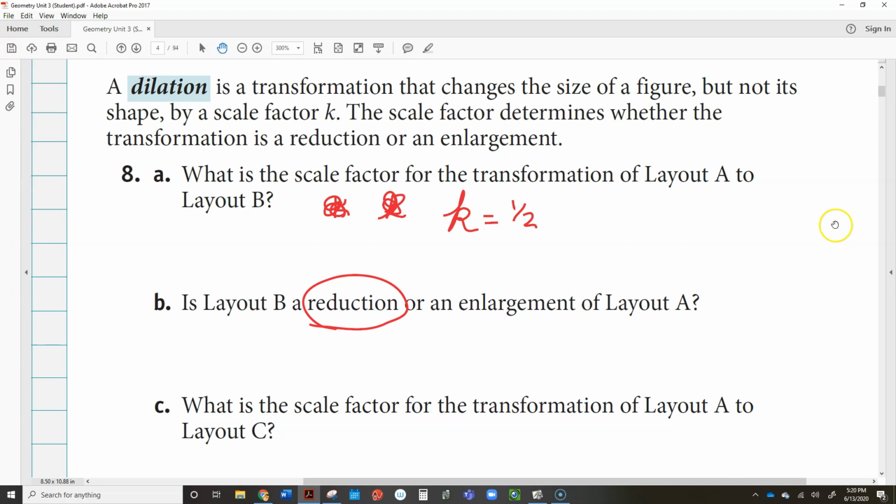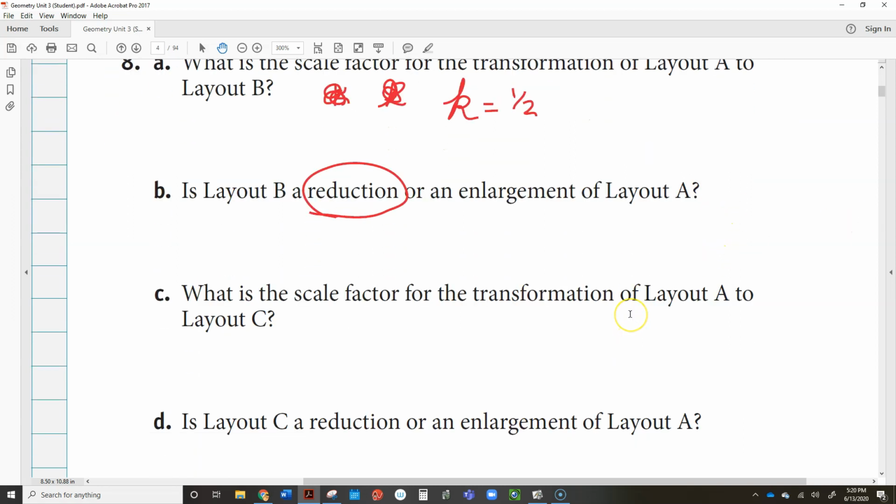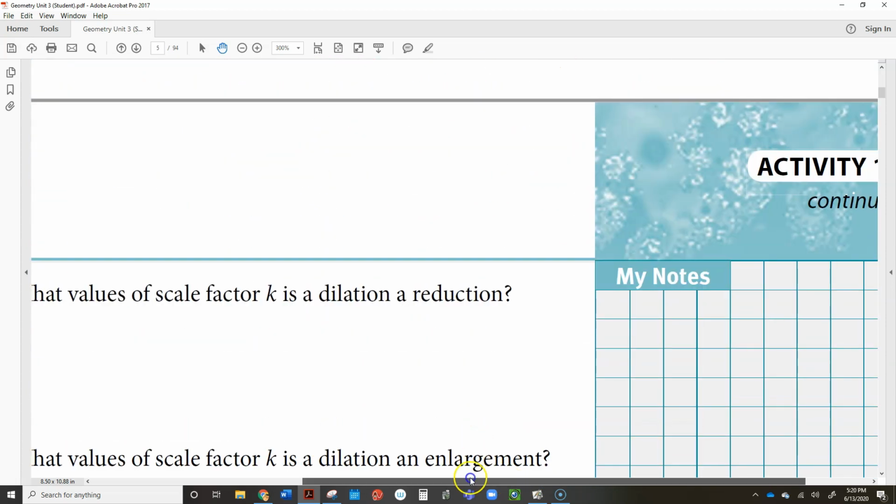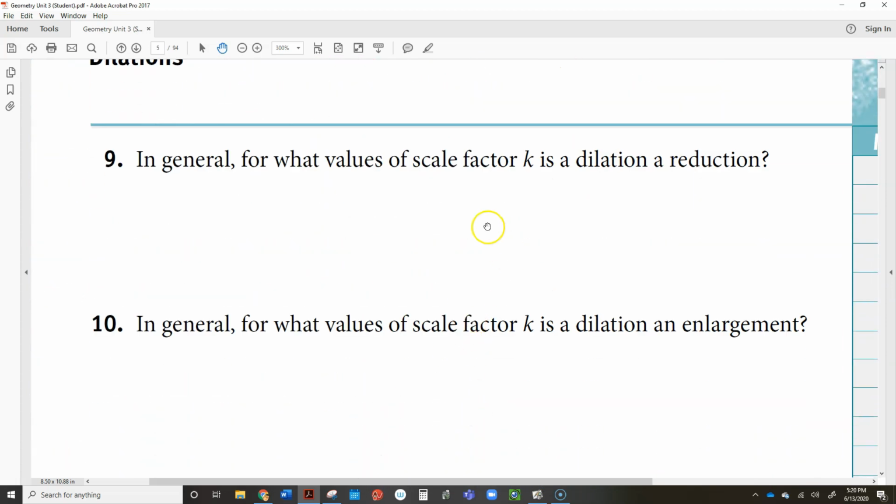Then it wants to know what's the scale factor for A to C. Well, A got bigger. We doubled its size. So the K value was 2 because that's what we did. We doubled it, and we learned that it was an enlargement. Okay. Now on the next page it says, in general, what are the values of the scale factor K that's going to make this dilation be a reduction?